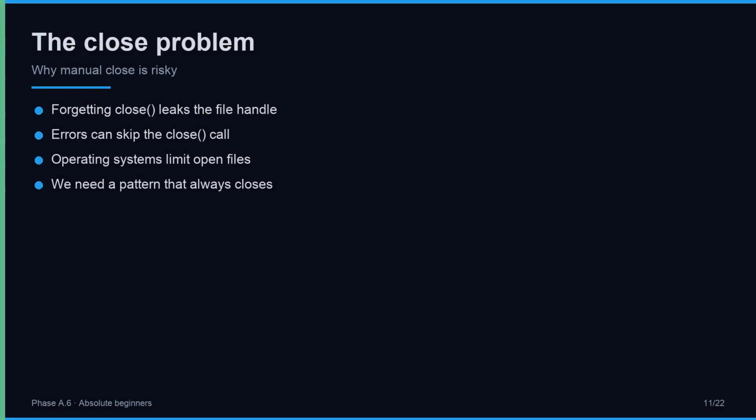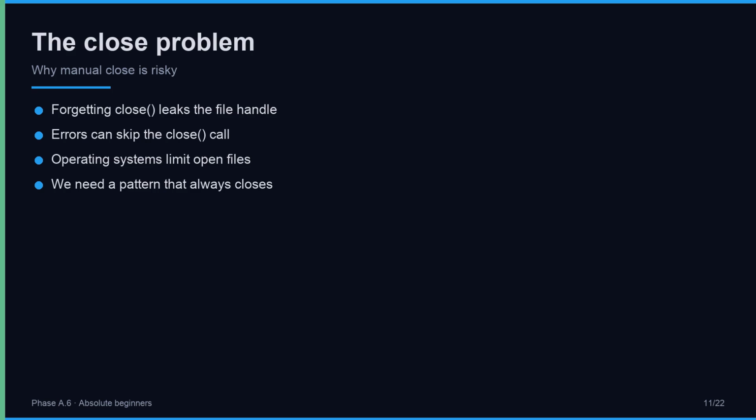Here is the trap with manual close. If your program raises an error before reaching close, the file stays open. Do that many times and your operating system runs out of file handles, and your program starts failing in confusing ways. Forgetting close altogether has the same effect.